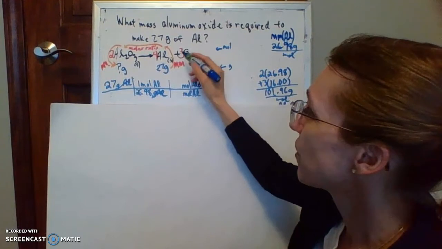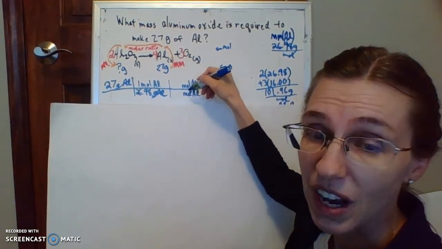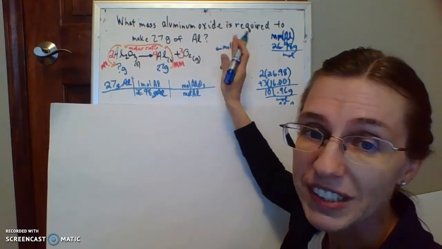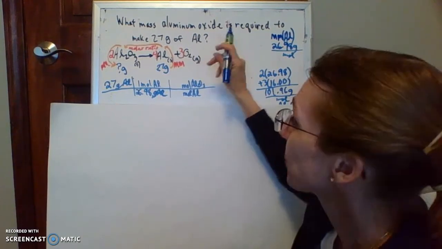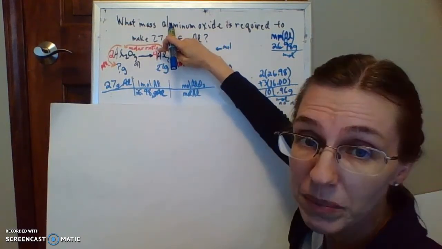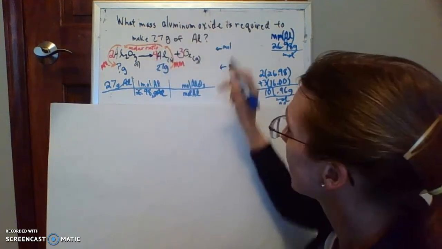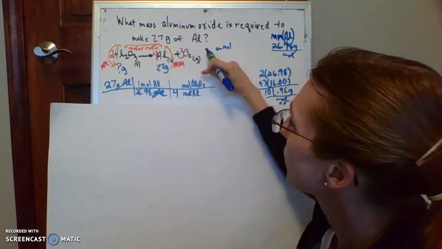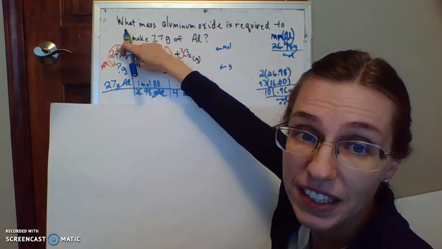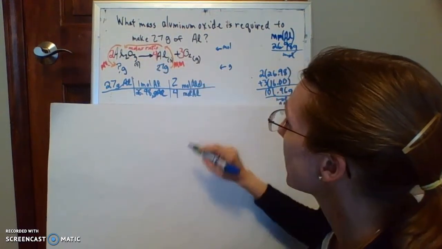Alright, so now that we know that it's balanced, now we can use them in the equation. Because remember, if it's not balanced, you're not going to get the right answer. So the coefficient of aluminum is a 4. So that's what we put down here. The coefficient of the aluminum oxide is a 2. So that's what we put there.